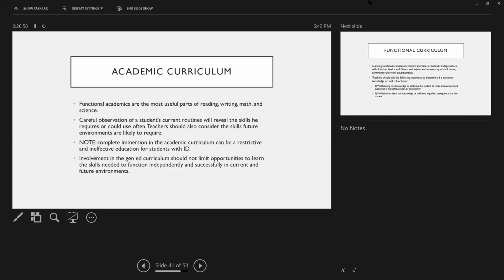And I already alluded to this: complete immersion in a full academic curriculum can be restrictive and ineffective for students with intellectual disabilities. And it should not limit opportunities to learn the skills that they will need to function independently, both in their current and future environments.